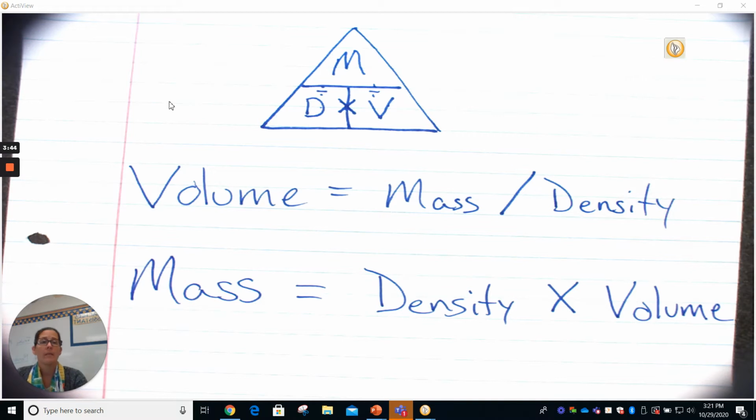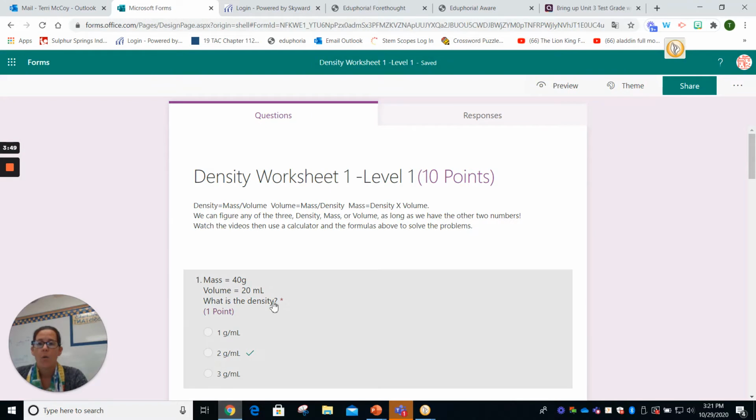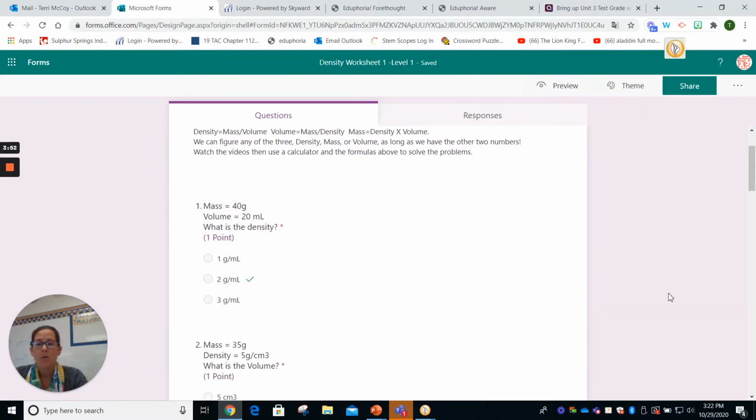Let's look at a couple problems and see if we can figure this out. So we're going to do number 1 together. So we did this on Friday, so we should already know. Okay, so number 1, I have it on my paper right here, but number 1 says we have a mass of 40 grams. I'm going to write it down, and then we're going to go back to the camera. And then we have a volume of 20 milliliters, and we want to know what the density is.